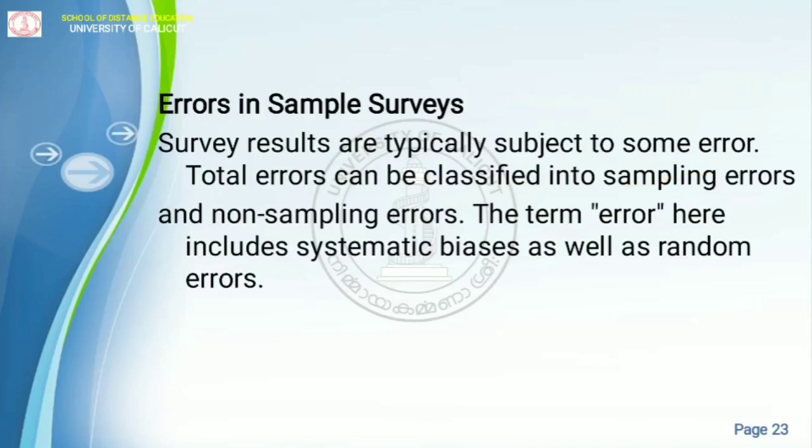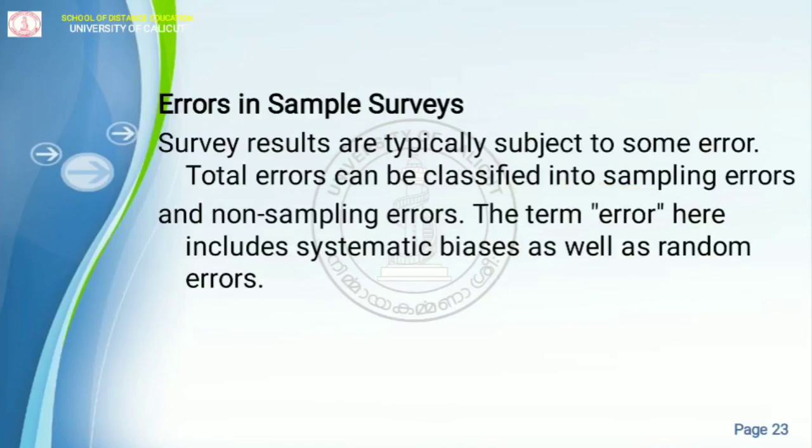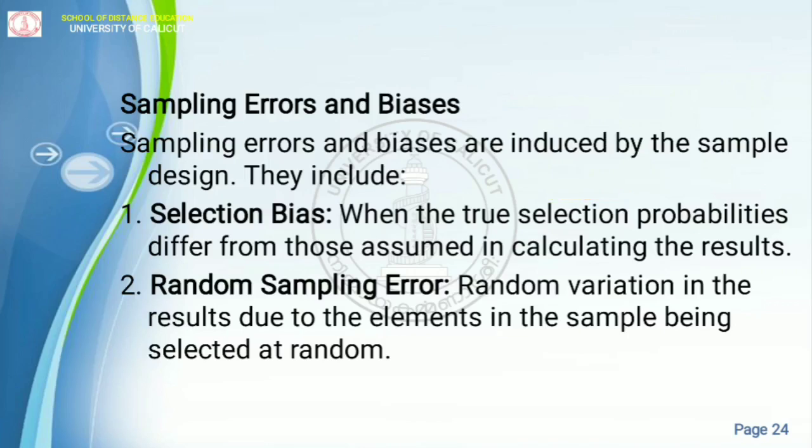Okay, another topic is errors in sample survey. There is a chance of having an error in sampling. So survey results are typically the subject of some error, and the total errors can be classified into sampling errors and non-sampling errors. The term error here includes systematic biases as well as random errors. Let's see what they are. The sampling errors and bias.